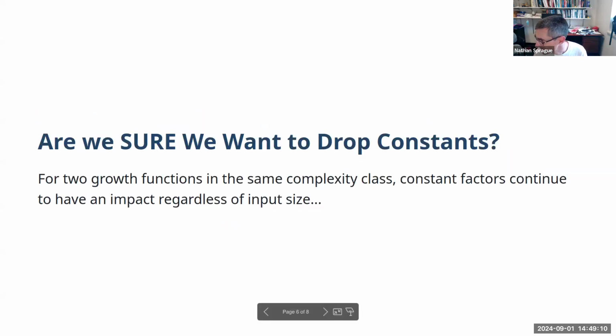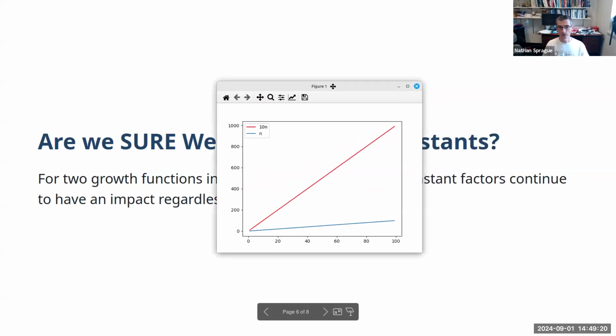Okay, one more quick example. You might be thinking, okay, that all makes sense. But why should we drop constants for functions that are in the same category? They're in the same order of growth. So if we compare 10n and n, for example, clearly 10n is larger. It's always going to be larger. And no matter how far I go out on the x-axis here, that gap is not going to shrink, right? It's not going to disappear with larger values of n. It's always going to be 10 times as large.